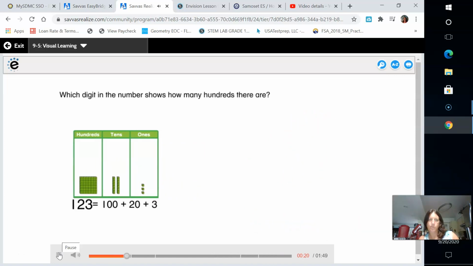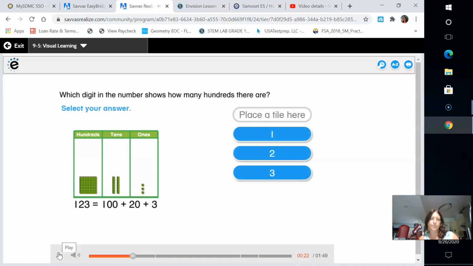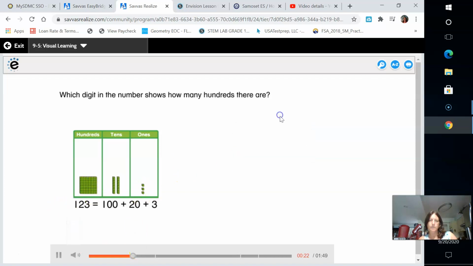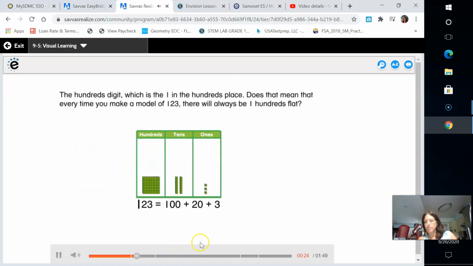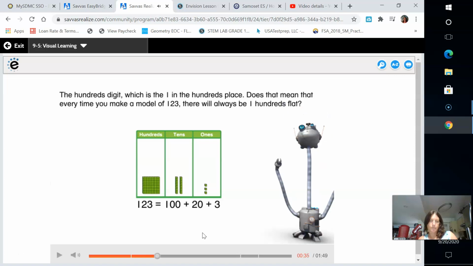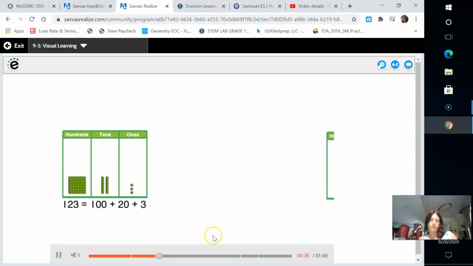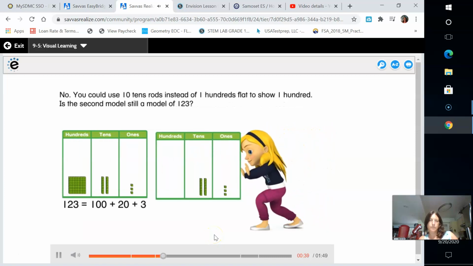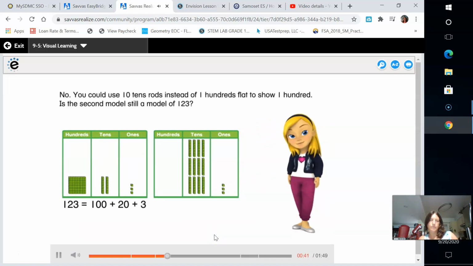Which digit in the number shows how many hundreds there are? Select your answer. Well, we have 100. The hundreds digit, which is the 1 in the hundreds place. Does that mean that every time you make a model of 123, there will always be 1 hundreds flat? No. You could use 10 tens rods instead of 1 hundreds flat to show 100.